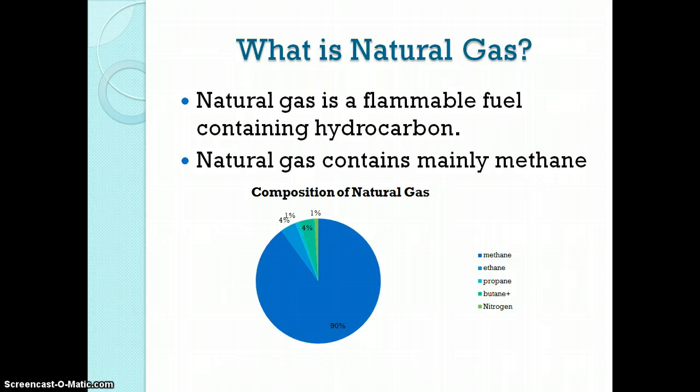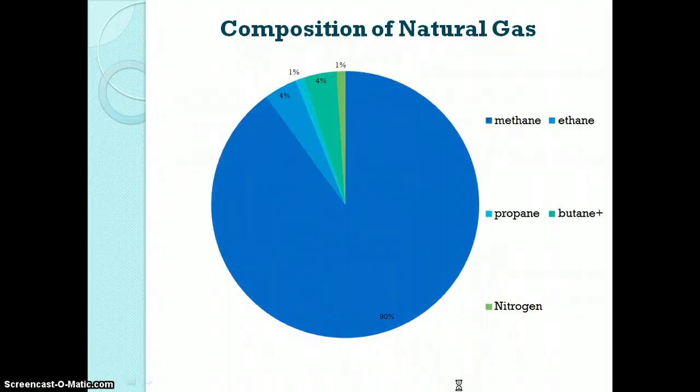Now, what is the composition of natural gas really? Natural gas contains methane, which is the one that has the lion's share here. As you can see in this chart, 90% is methane. Ethane is about 4%. Propane is 1%. Butane is 4%, and nitrogen is 1%. I'm placing the same chart here for you to see it better.